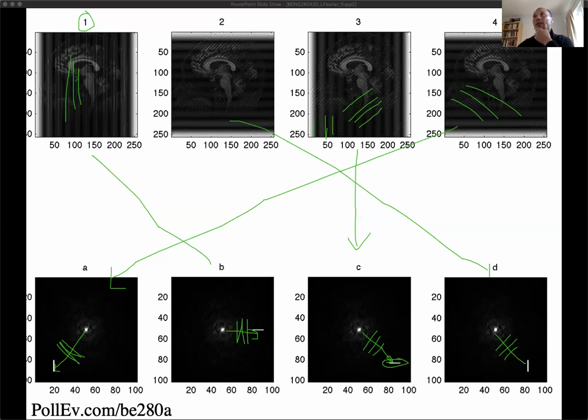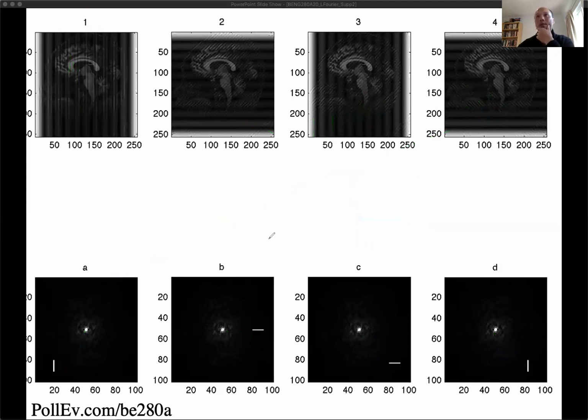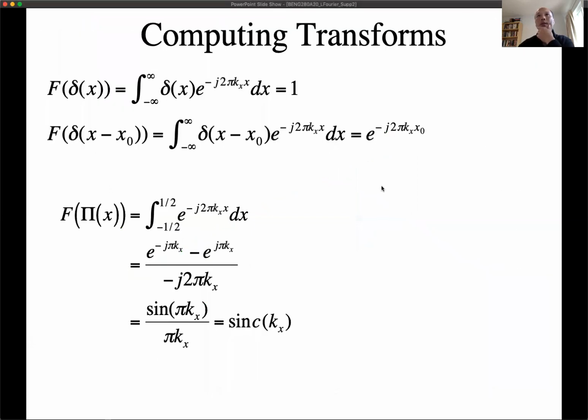Okay, I'm going to clear these annotations and we're going to move on. Now we're going to transition into computing transforms. We're just going to go through some of the most common ones, not all types of Fourier transforms. The easiest one is the Fourier transform of the delta function, and that is given by this expression here.